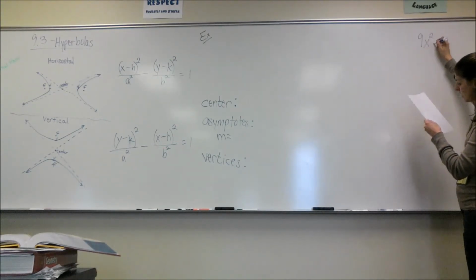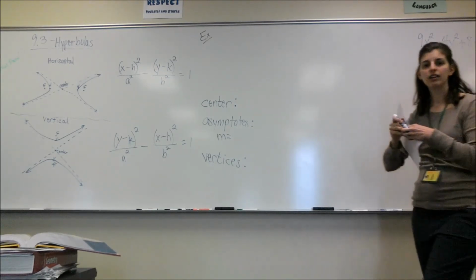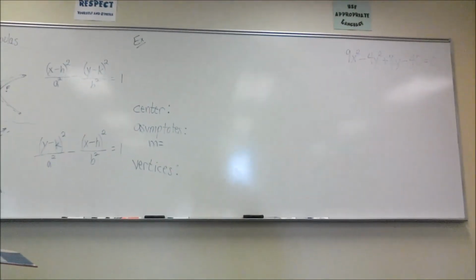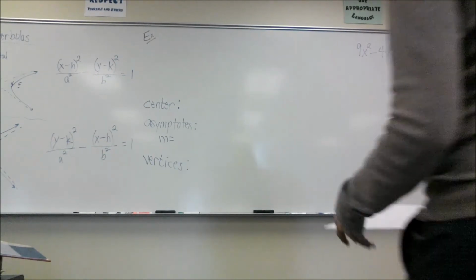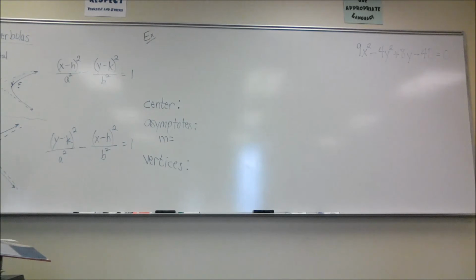9x squared minus 4y squared plus 8y minus 40 equals 0. Okay, and I'm going to slide this guy over. We're going to complete the square. So, what do we need to do first to complete the square on that problem?